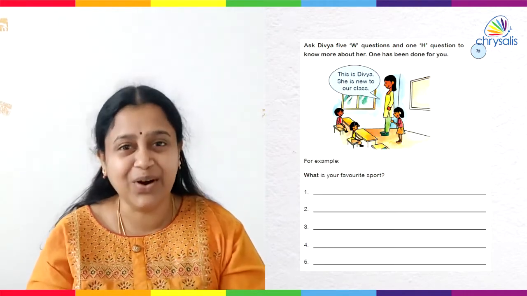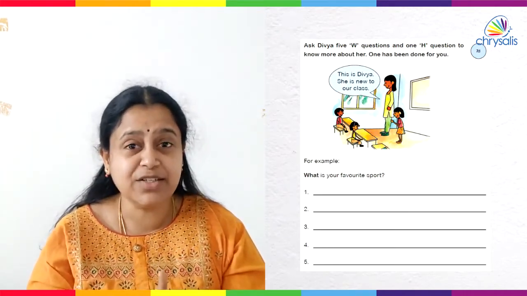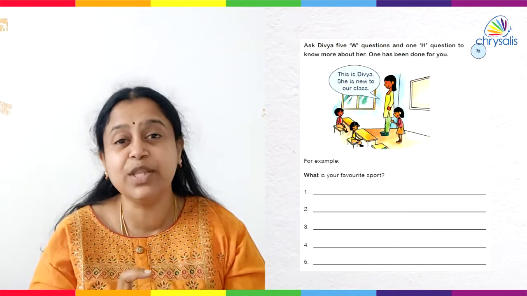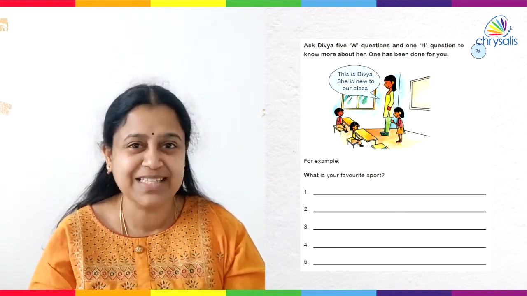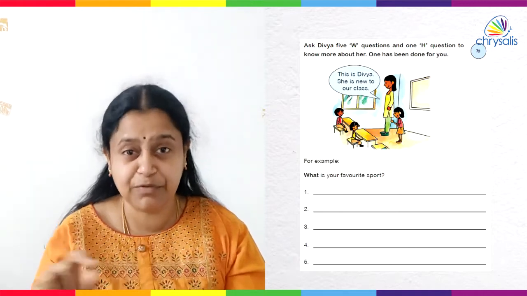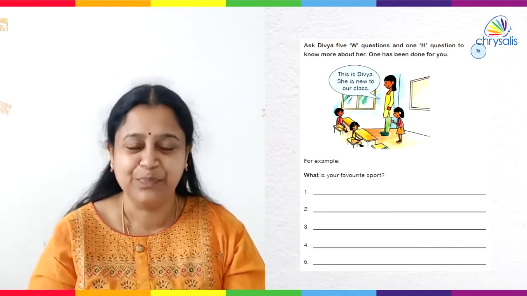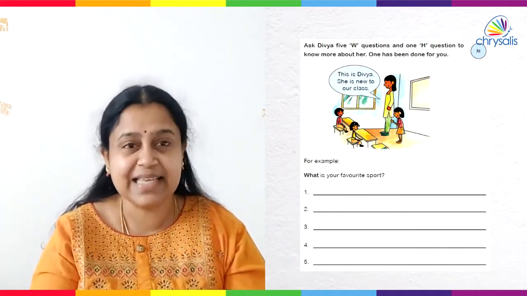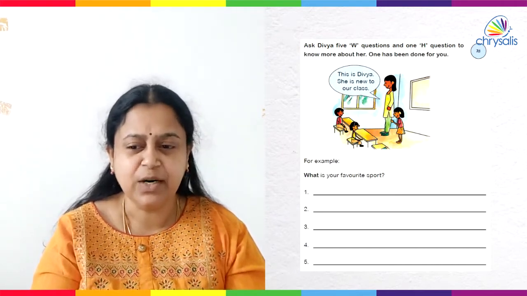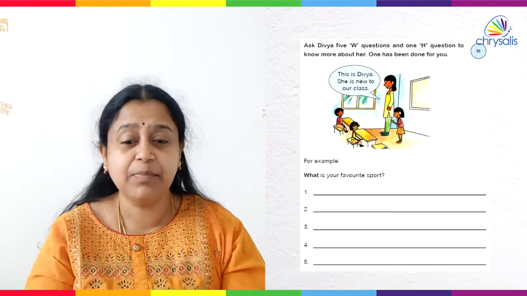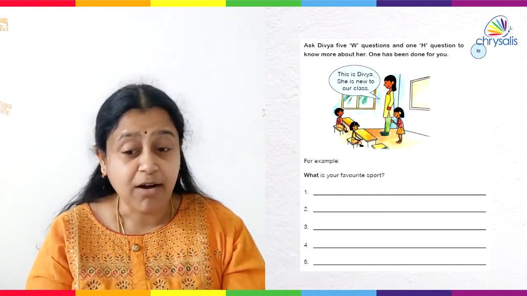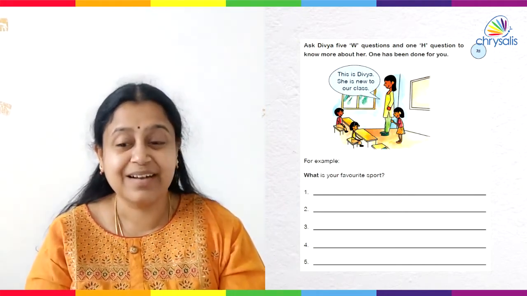I'm sure you all are aware. W question means we frame a question with the question word starting with W. And H question means you will frame a question with how. Well, let's see the example together. Here, one example is being given for you. What is the example? What is your favorite sport?